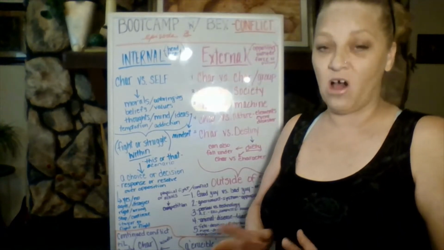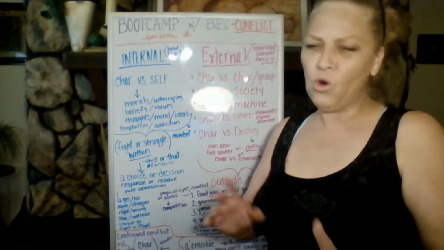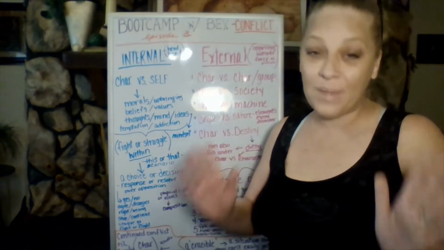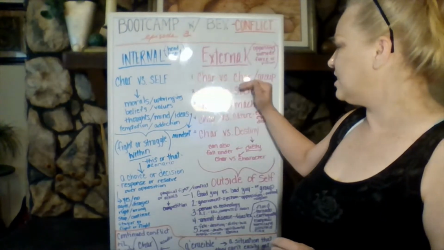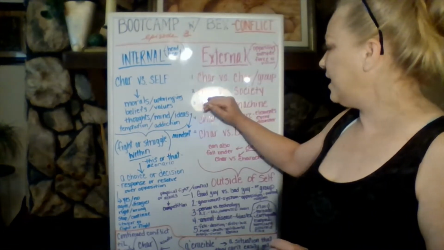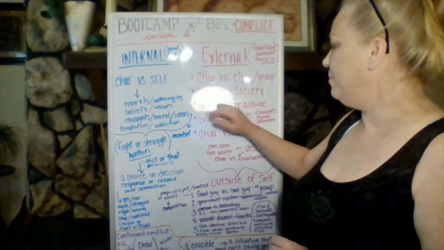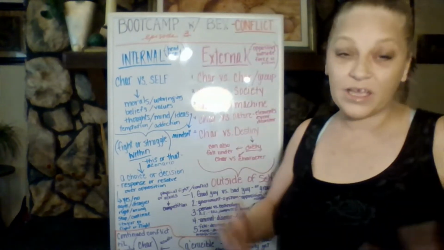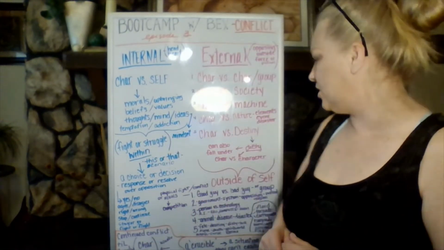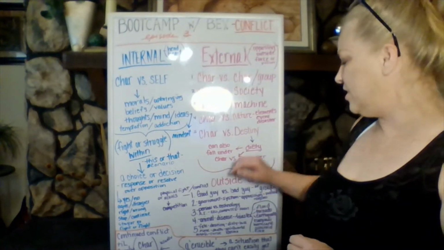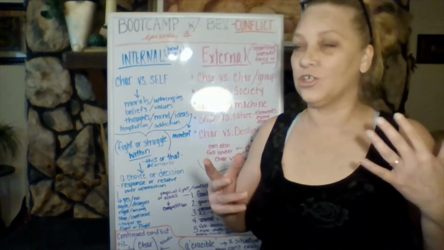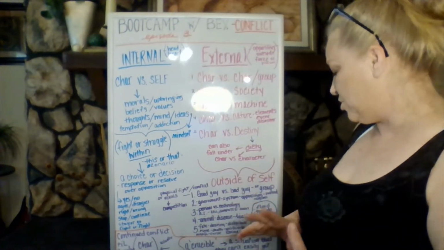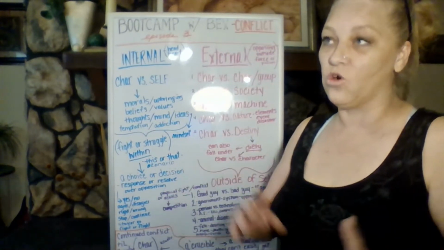Now the external types of conflict could vary or shift a few words here and there, depending on who is telling you about those types of conflict. But basically, they are character versus character or group, character versus society, character versus machine, character versus nature. Now, this could be the elements or an event or a disaster that all falls under nature. Character versus destiny. This is also sometimes character versus time. I've also seen it as character versus luck or a deity.